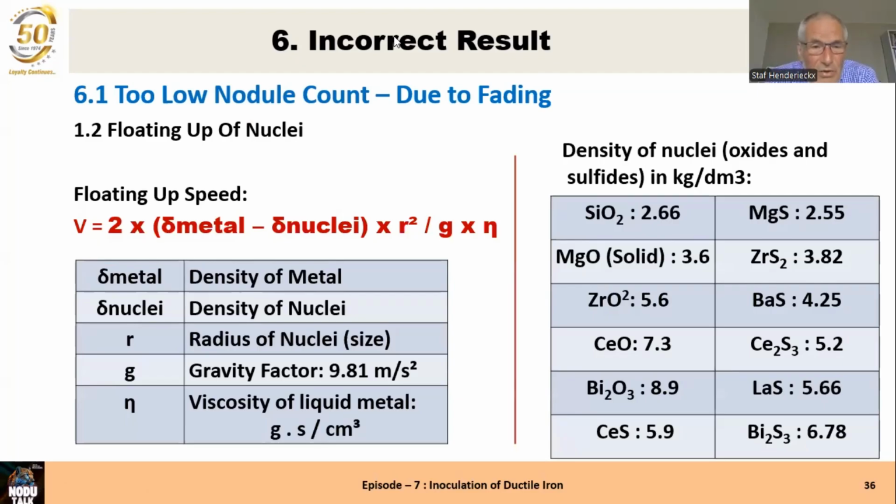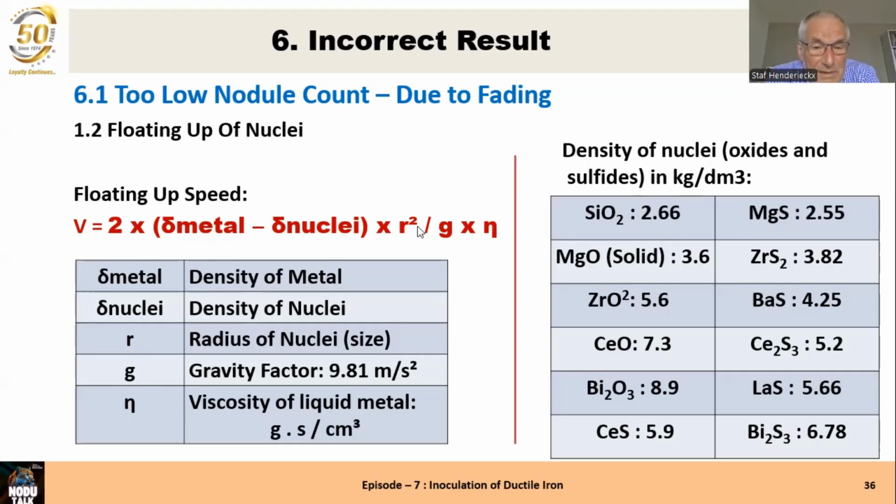Fading. We all know the formula for fading of a component in a liquid. It's a general formula, not only for the foundry, but for every liquid when you have something in it. You see the difference in density between the metal and the nuclei is very important. The size is very important because it's the radius times radius. And the gravity and the viscosity are below the line.